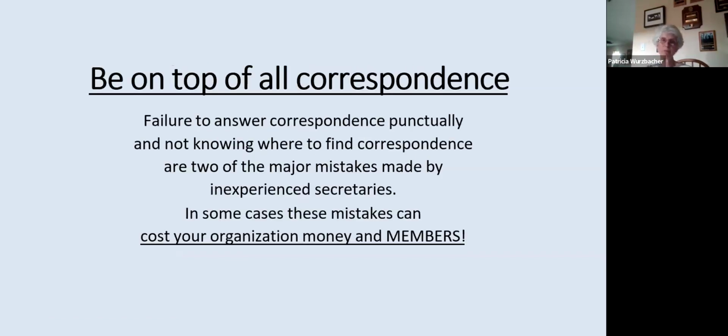And once again, be on top of all your correspondence. Failure to answer correspondence punctually and not knowing where to find it are 2 of the major mistakes made by inexperienced secretaries. In some cases, these mistakes cost your organization money and members. I've heard from some clubs that they failed to answer an email that had a deadline date on it, and then they were assessed fines.